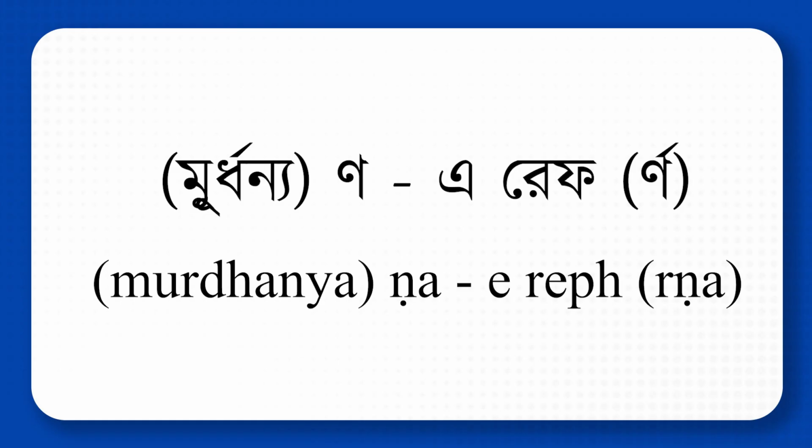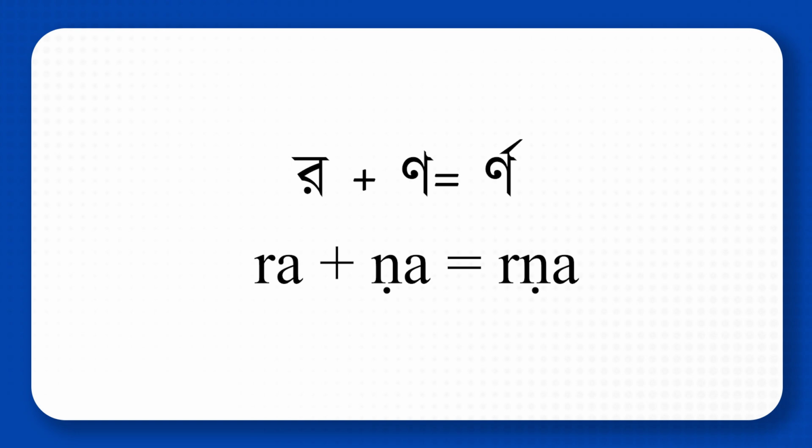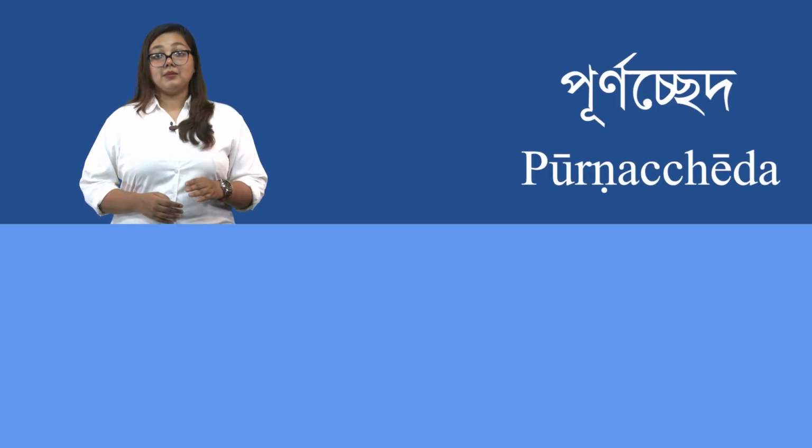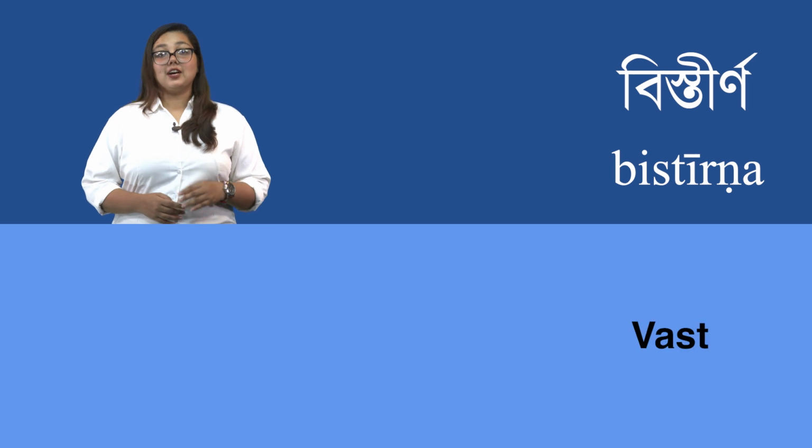This conjunct is used for borrowed words in Bangla. For example, belt and Polton. The second cluster is Murdhunnoy Ref. When Rafala is attached with Murdhunno, it forms this conjunct. In words, you can see Purno Ched means full stop and Bistirno means vast.